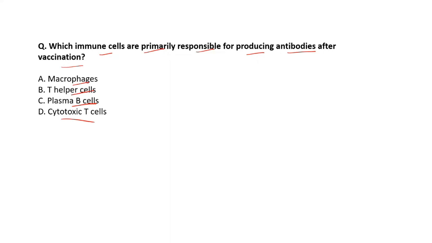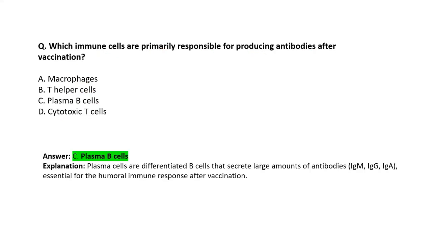Plasma B cells. So plasma B cells are differentiated B cells which are rapidly synthesizing the different kinds of antibodies.